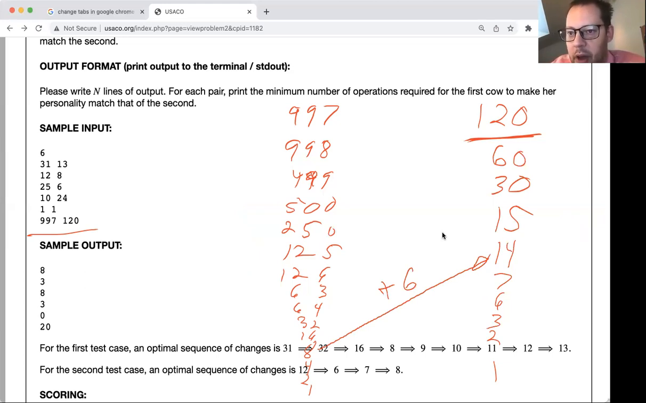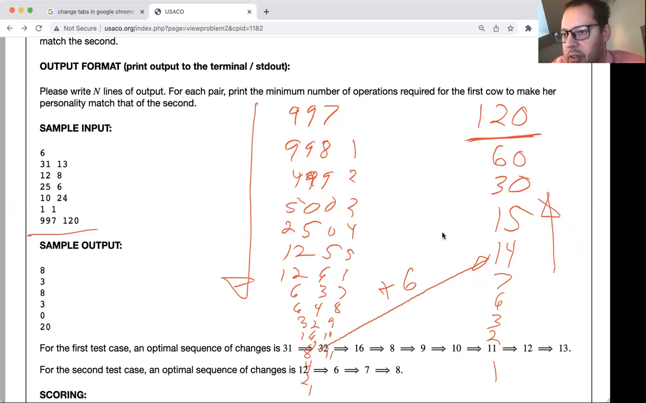Plus the number of steps down I had to take would have been 1, 2, 3, 4, 5, 6, 7, 8, 9, 10, 11. And then the number of steps up I would have to take would be 1, 2, 3, 4. So I would have 11 to get down to the 8, 6 to get from 8 to 14, and then 4 to get from 14 up to 120. And that would be if I chose those 2 as a pairing.